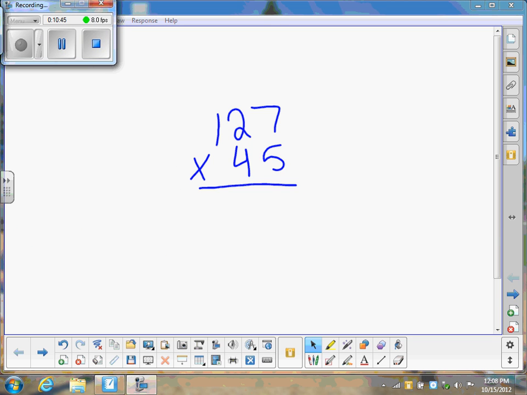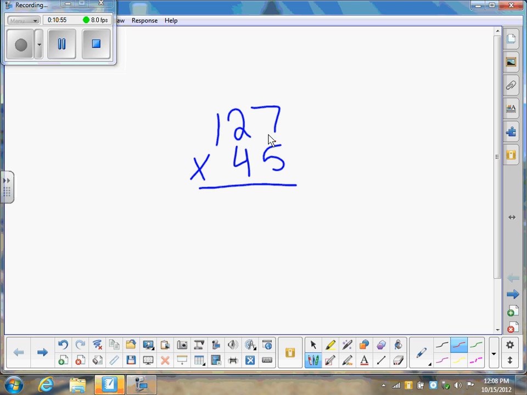Hello, I'm Honey, and today I'm going to teach you how to do standard algorithm. Our numbers today are 127 times 45. So first we're going to do 7 times 5 equals 35. We're going to carry the 3 and put the 5 right here. Then we're going to do 2 times 5 is 10 plus 3 is 13. So we're going to carry the 1 and put the 3 underneath.